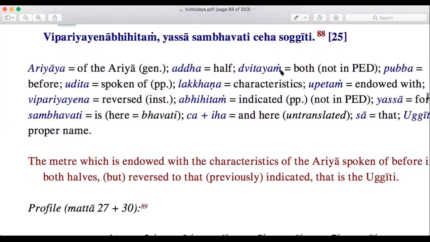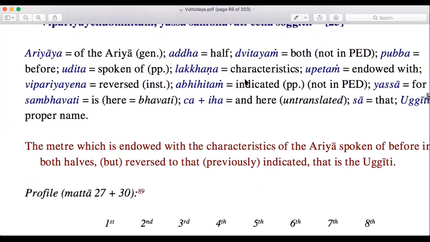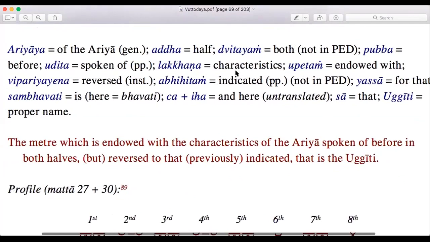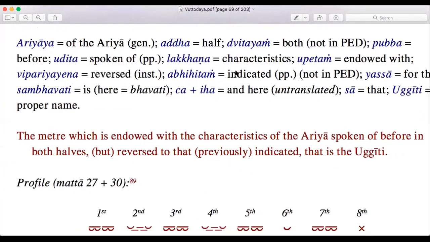So let's go and check the meaning. The meter which is endowed with the characteristics of the Ariya spoken of before in both halves. There are characteristics of the Ariya verses in both halves, but reversed to that previously indicated. That is the Uggiti. It is reversed.